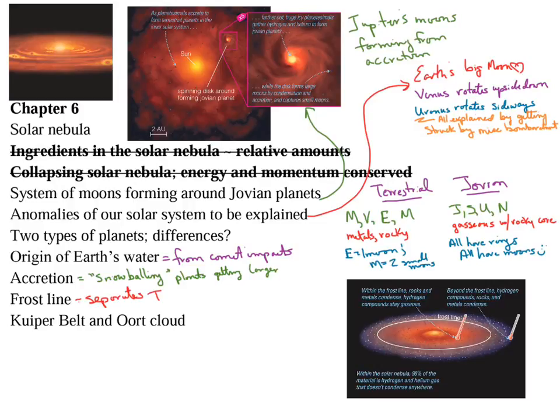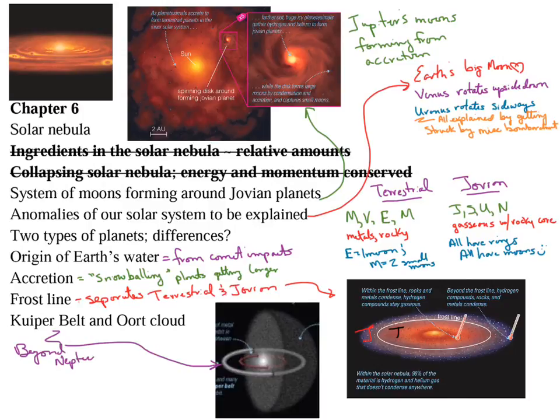Let's see, frost line. Frost line, remember, is the mark between the terrestrial planets and the Jovian planets. And then the last one here, the glowing thing in the middle would be the sun. The purple thing around the middle would be like Neptune. And then actually beyond Neptune, we have the Kuiper belt. And then in a spherical shape around our whole solar system, we have the Oort cloud. So the Oort cloud is farther than the Kuiper belt.